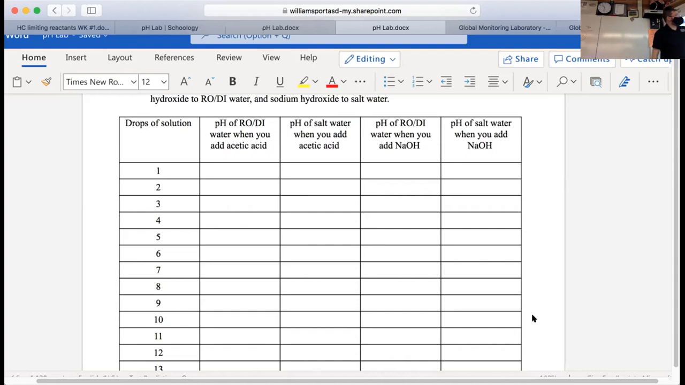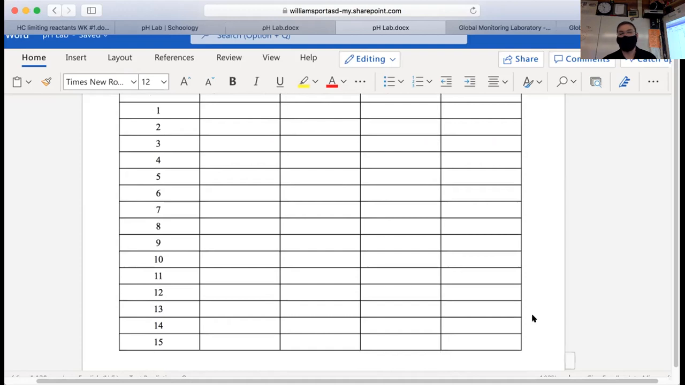And then NaOH is sodium hydroxide. Sodium hydroxide is commonly used as a drain cleaner. Sodium hydroxide, when you add it to water, will make the pH go up. This is a base. It becomes more alkaline. And you'll notice if there's a greater or smaller change to the ocean water.